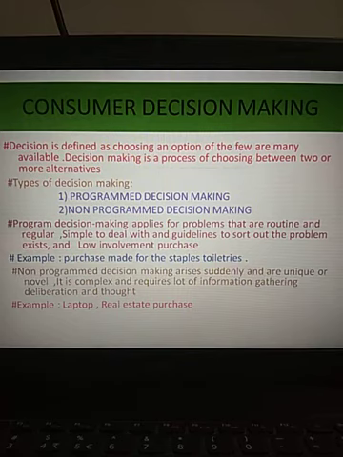There are two types of decision making. One is called programmed decision making, and the other is non-programmed decision making. What is programmed decision making? Programmed decision making applies to problems that are routine and regular, simple to deal with, where guidelines to sort out the problem exist, and to low involvement purchases.